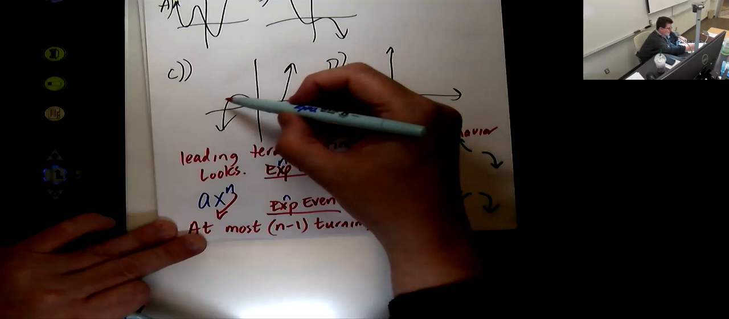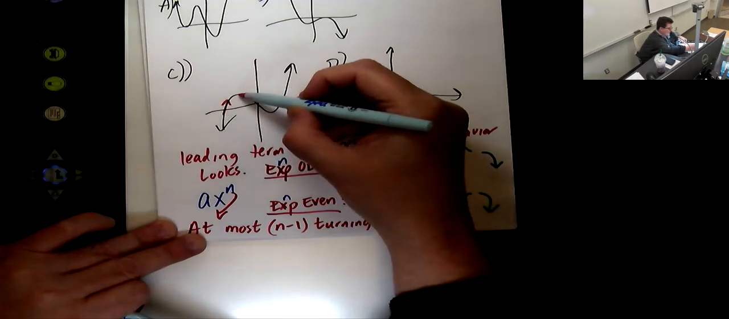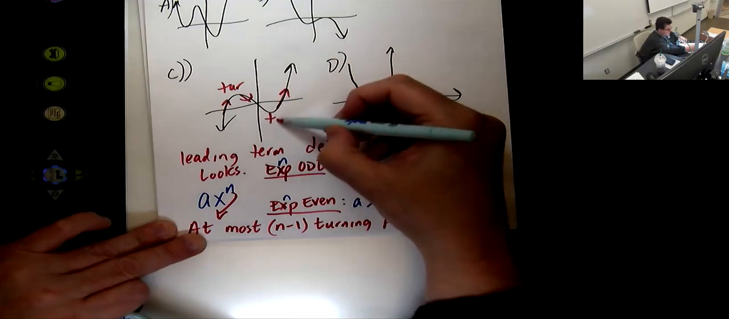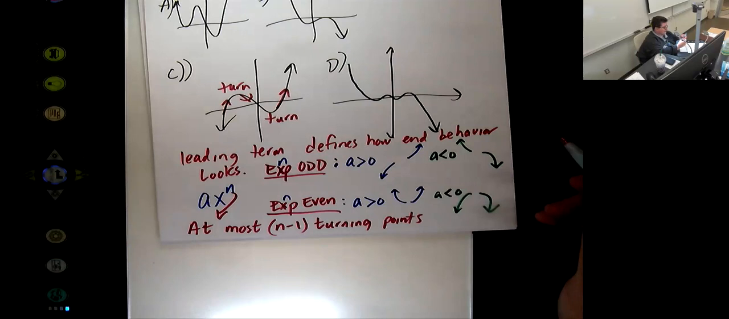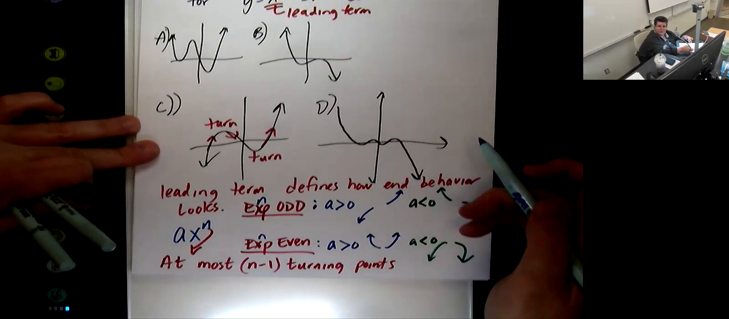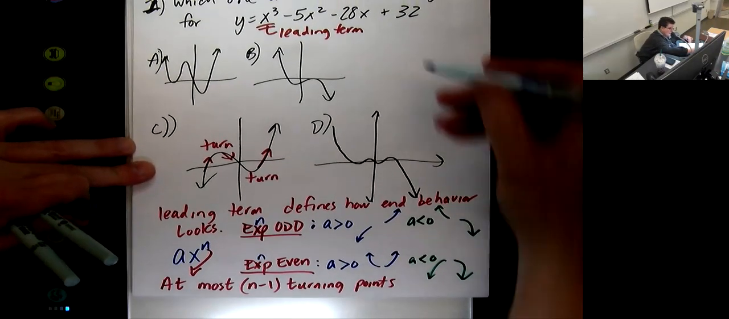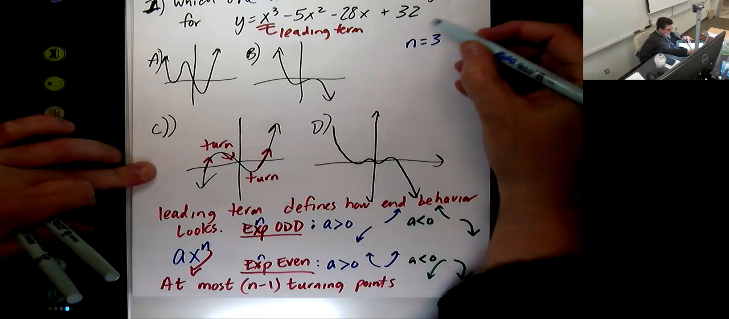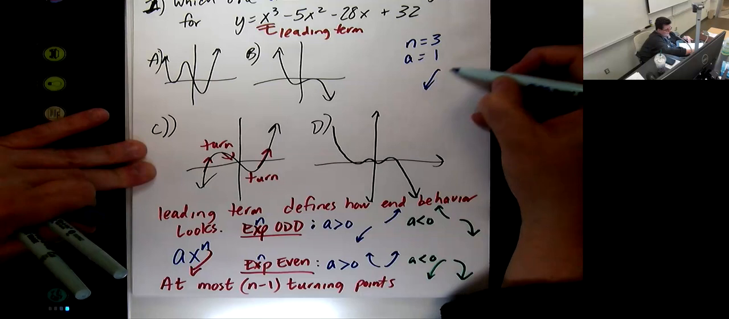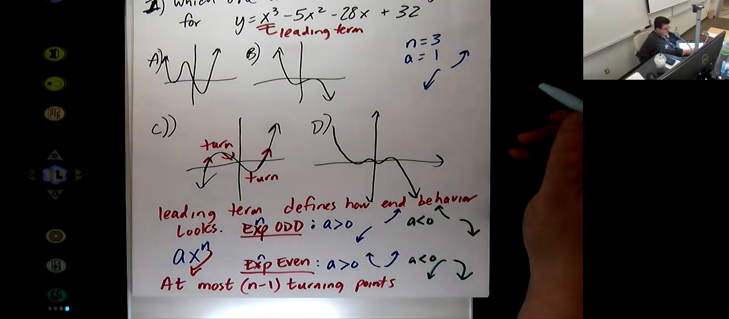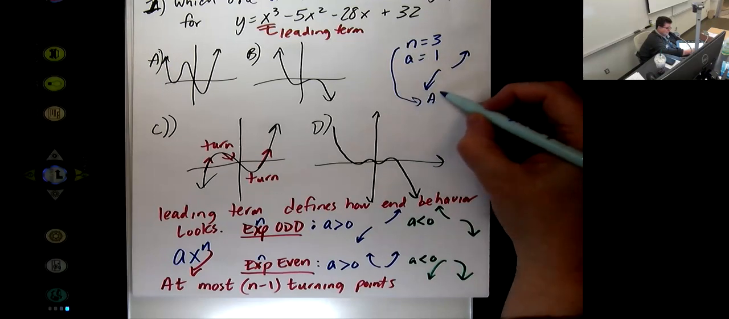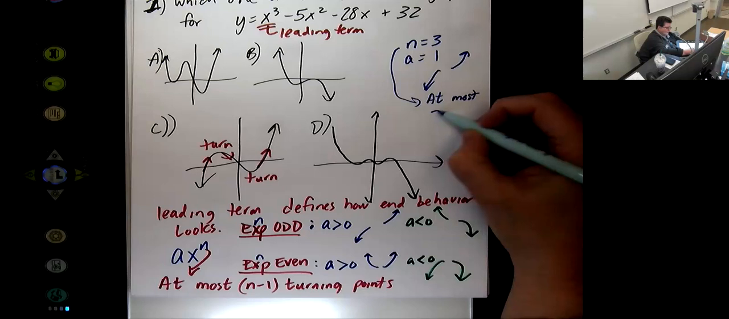Like going up and then down is a turn. Going down and then up is a turn. So for our problem, we've got x cubed, n equals 3. A is 1, it's unlisted, which means our end behavior should look like this. N equals 3 tells us there's at most 3 minus 1, which is 2 turning points.